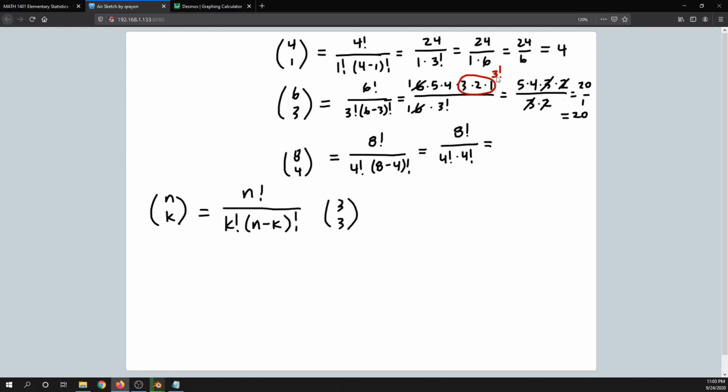8 factorial would be 8 times 7 times 6 times 5 times, and then at that point, right, I could write 4 times 3 times 2 times 1, but if you think about it, 4 times 3 times 2 times 1 is just 4 factorial, right? And so I can cancel this 4 factorial with one of those there. So you can see that's even shorter than what I did before.